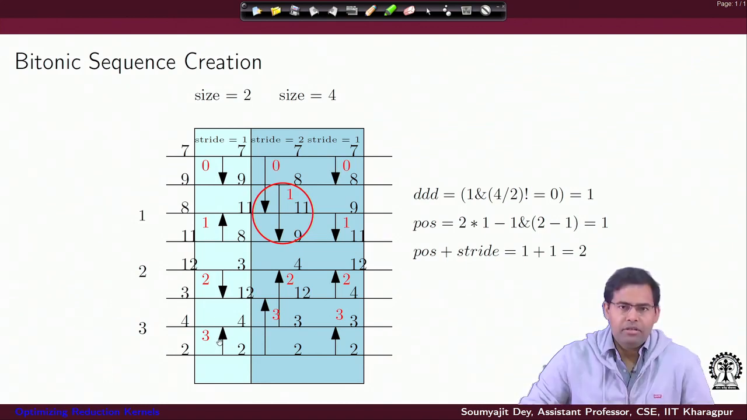All of these are happening with the variables size equal to 2 and stride equal to 1. As you can see, the stride is 1 here for the comparisons, and size equal to 2 denotes that essentially we are doing a Bitonic merge with size 2, just between two elements, because that would be the first phase of the Bitonic sequence creation.